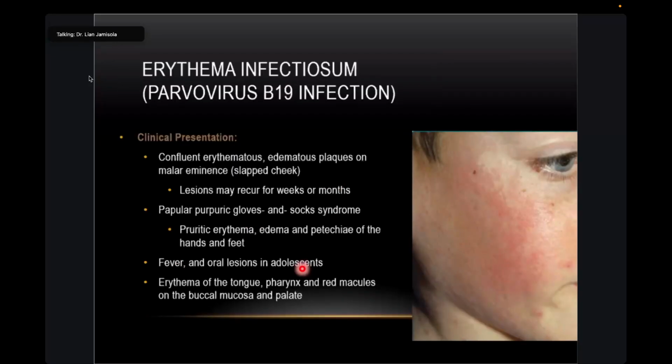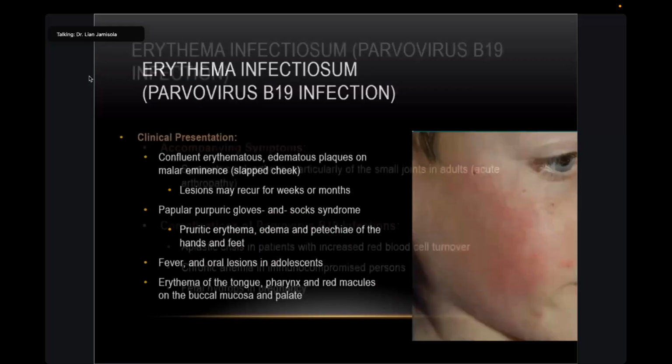Okay, in your extremities, you have papular purpuric gloves and socks syndrome. So, kanina ko covered usually ng gloves and socks, yun yung mapula. That's the pruritic erythema, edema, and petechiae of the hands and feet.